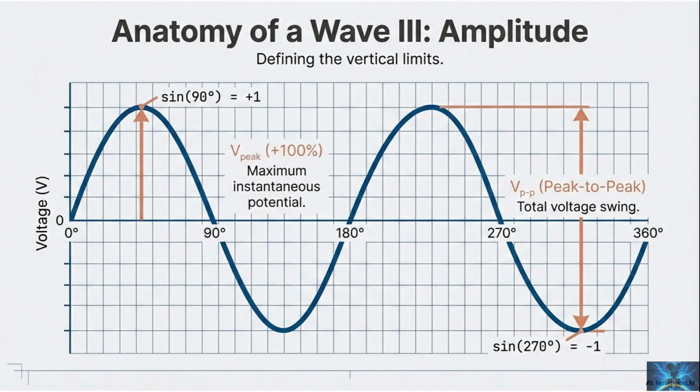Amplitude is the how tall part of the wave, how far the voltage swings. Two important terms: peak, the maximum instantaneous voltage; peak to peak, the full swing from the most negative point to the most positive point. Amplitude matters because it sets the instantaneous electrical push available to drive current through a load.